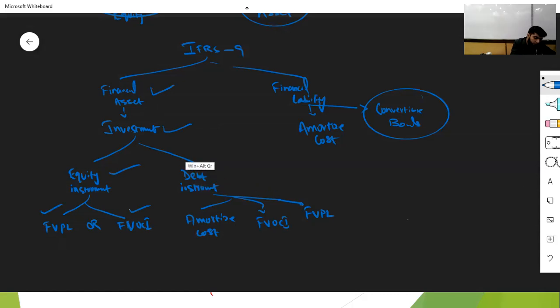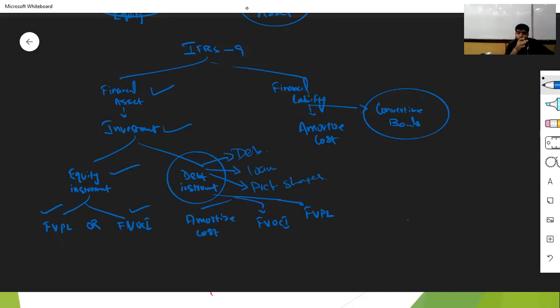Now we will move on to the investment in debt instruments. What if we are purchasing the debt instrument of another entity? What are those debt instruments? It could be a debenture. We might purchase the debentures, the loan notes, or the preference shares of another company. All these are debt instruments.